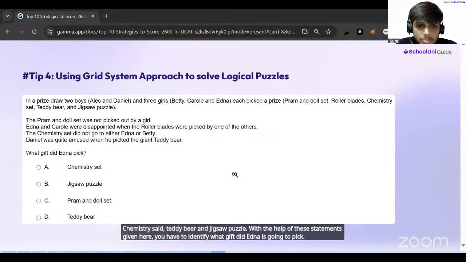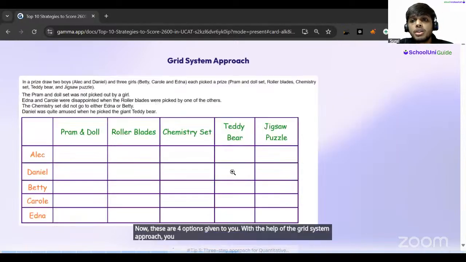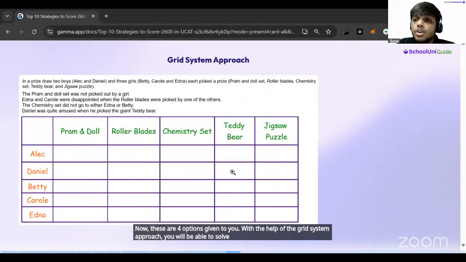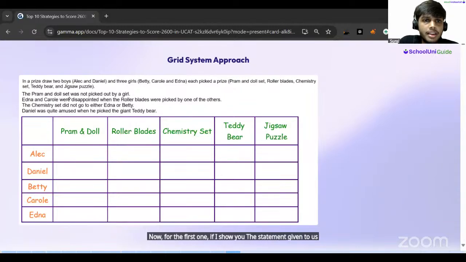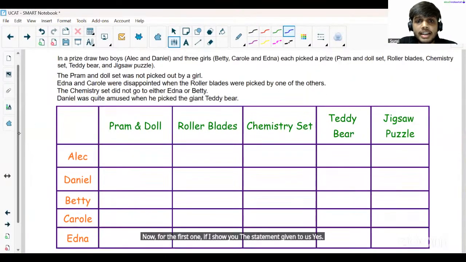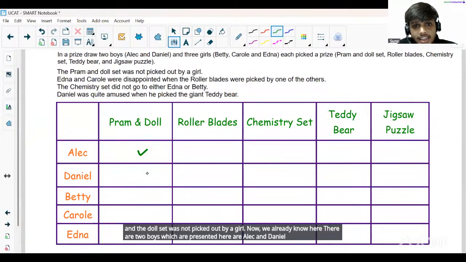Now these are 4 options given to you. With the help of the grid system approach, you will be able to solve this question within 30 to 40 seconds. But for that, we will have to analyze the entire statements. Now for the first one, the statement given to us is the pram and the doll set was not picked by a girl. Now we already know the 2 boys presented here are Alec and Daniel. So either Alec has received the pram and doll or Daniel has received it.